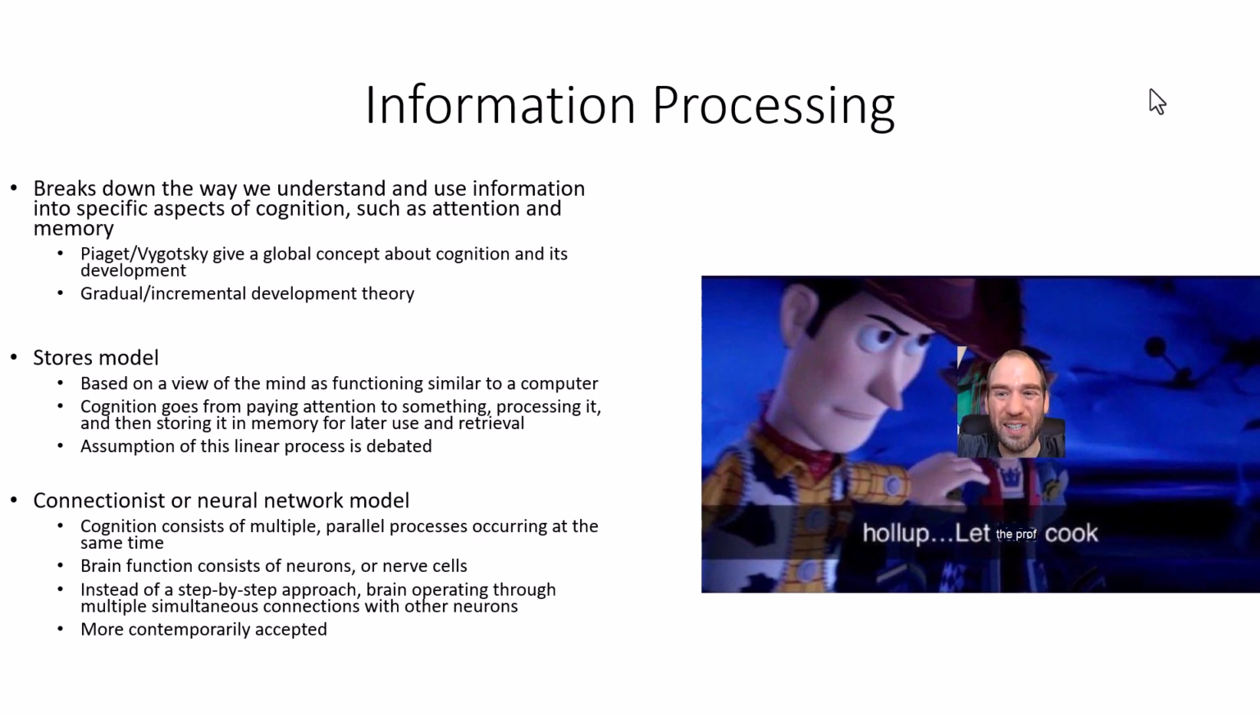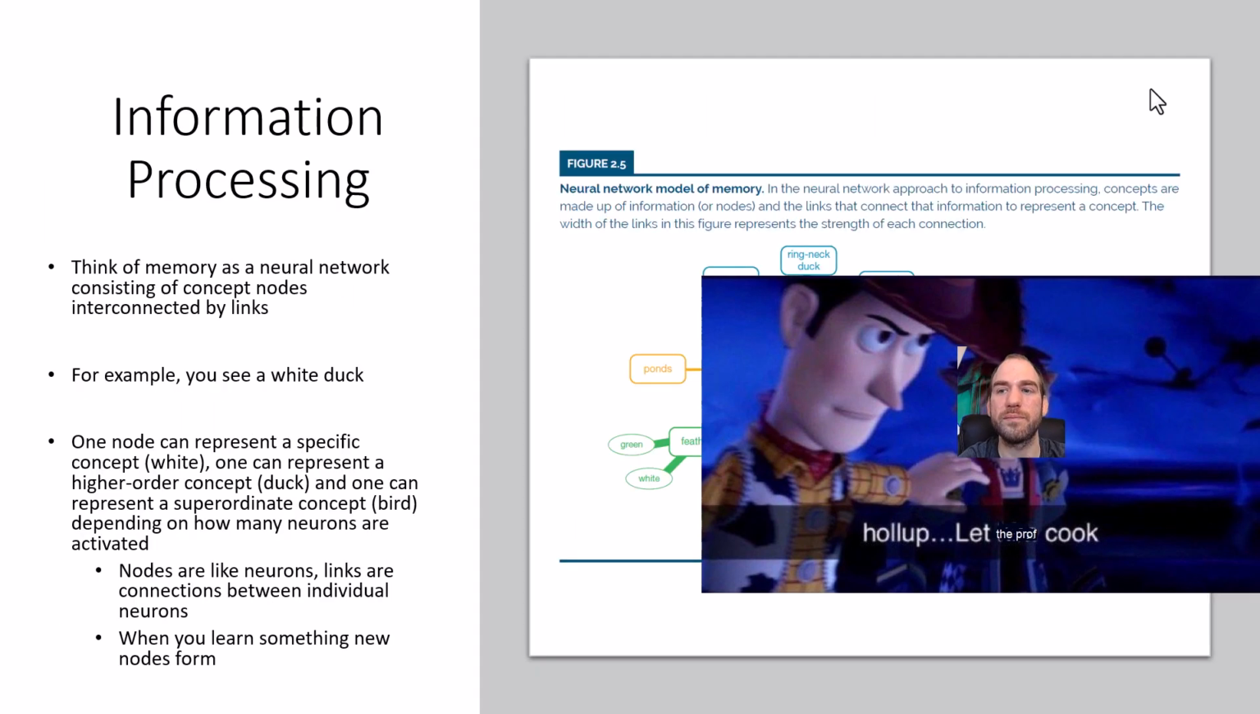So this is really the biological process, the cognitive process, underlying these other more global theories of development. And I want to briefly touch on this schematic that I included, or this figure. Information processing, you can think of memory as a neural network consisting of concept nodes interconnected by links. For example, you see a white duck.